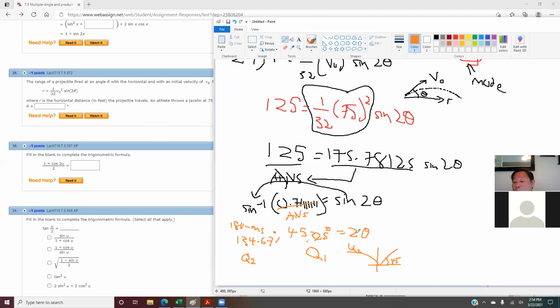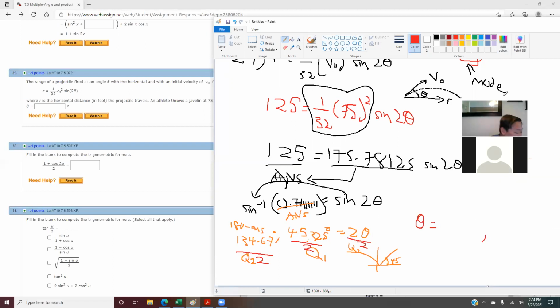But don't forget, this is 2 theta. So what you do next is you will have to divide everything here by 2. So you will get theta. So let's take this number divided by 2 and this number divided by 2. So the first one, 134.67 divided by 2, you get 67.33.